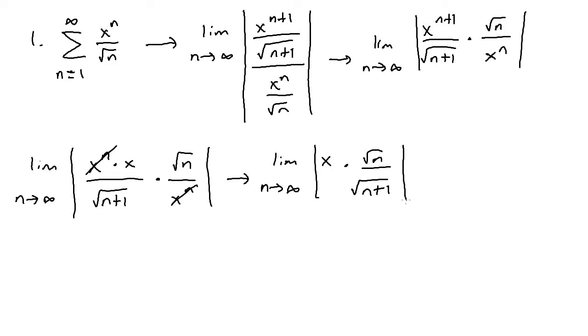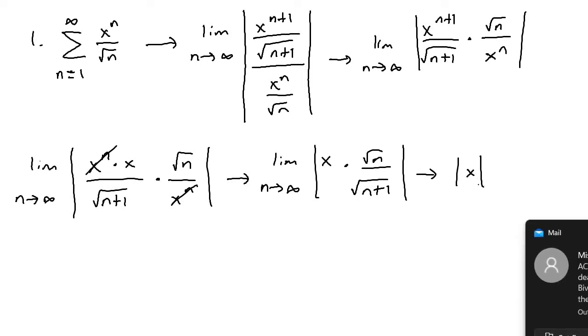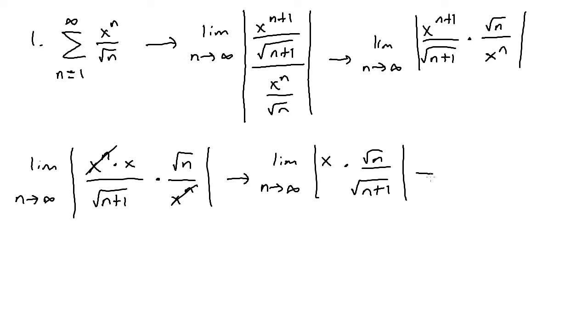And the reason why I'm doing that is because we're setting the limit as n approaches infinity, so basically I have to plug in infinity wherever I have n. Now the limit as n approaches infinity of the square root of n over the square root of n plus 1, since we have the same powers of the square root of n on the numerator and the denominator, is just going to be 1. So we have the absolute value of x times 1, or just the absolute value of x.